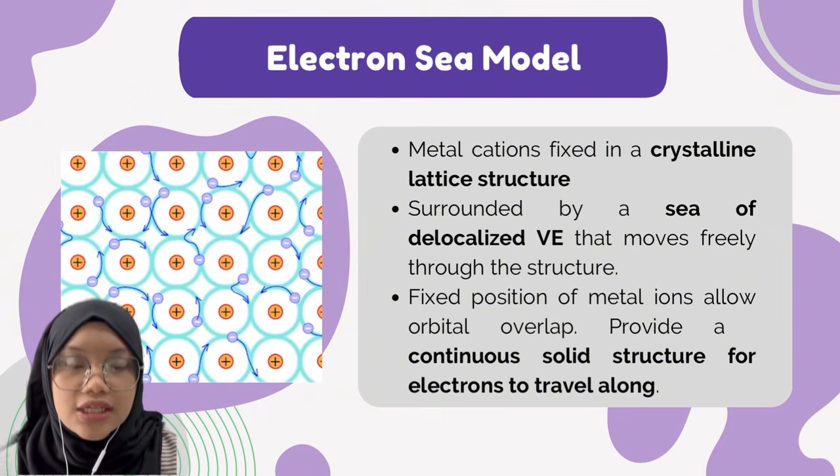In metals, the metal cations are fixed in a crystalline lattice structure. These positive ions stay in position and form the rigid structure of the metal. Surrounding these cations is a sea of delocalized valence electrons that move freely throughout the entire structure. The fixed position of metal ions allows orbital overlap, which provides a continuous solid structure for electrons to travel along.